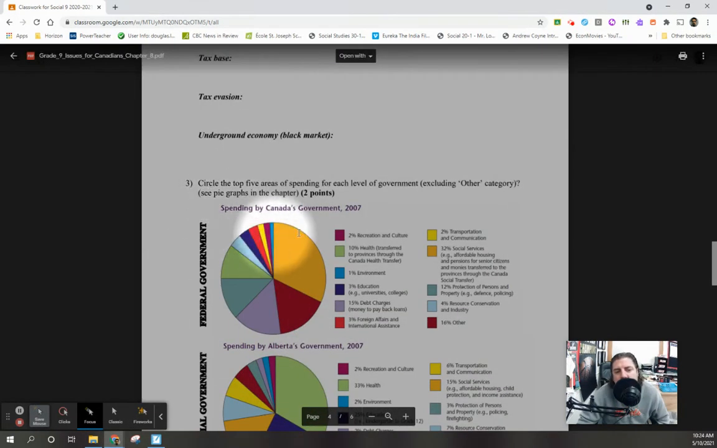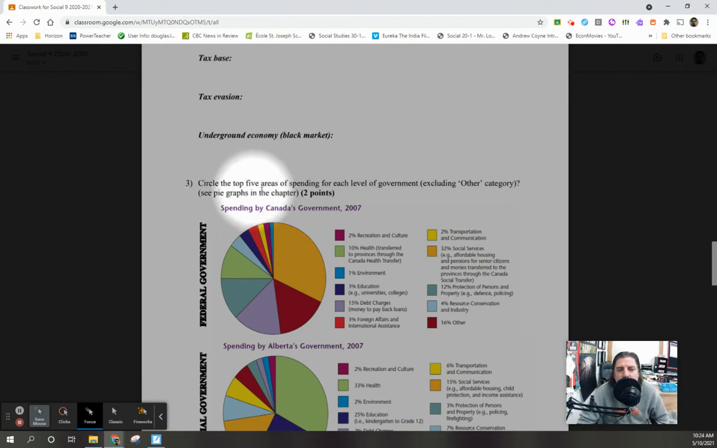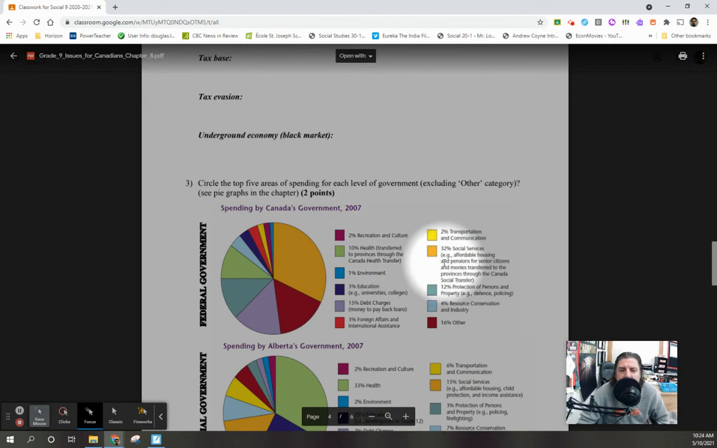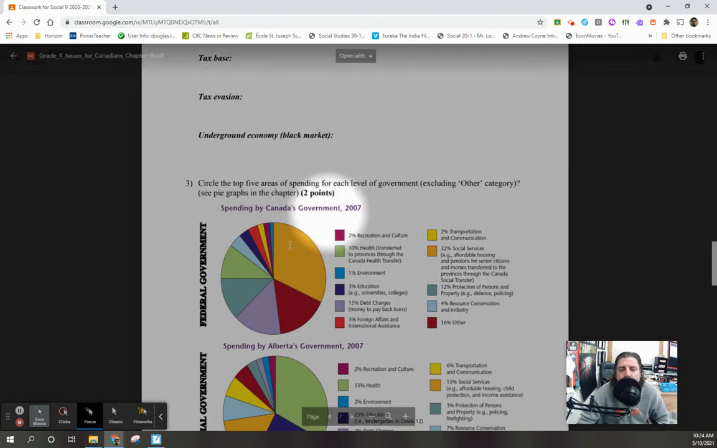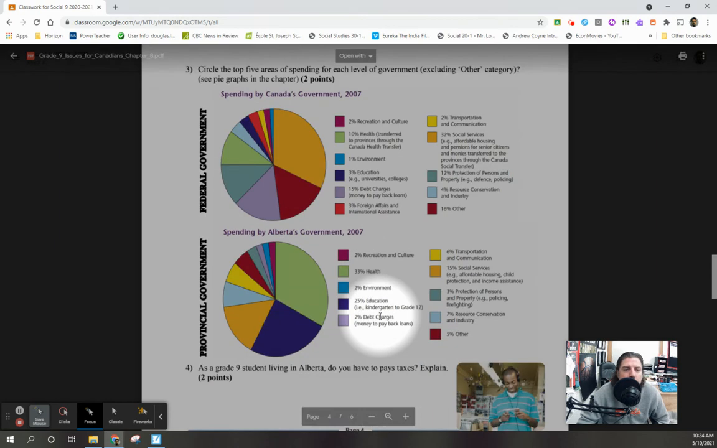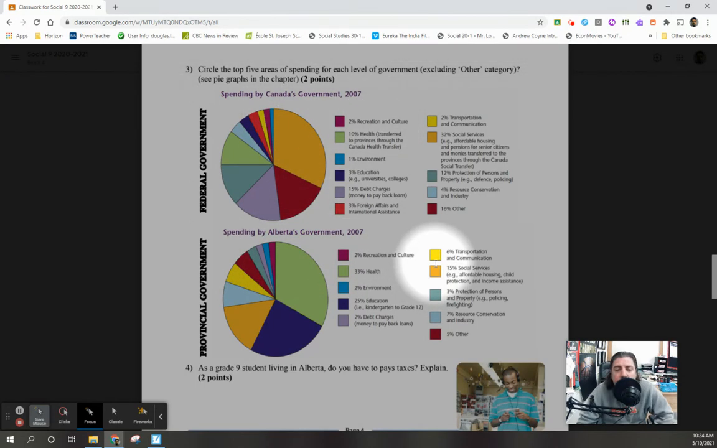This also is in your textbook. It says circle the top 5 areas of spending for each level of government. Okay, so you'll circle obviously the highest one, which would be the 32% one, and then the next 4. Okay. And then it says excluding the other category. So you'll do that for both Canada and Alberta. And what you're trying to look at here is how our government spends its money.